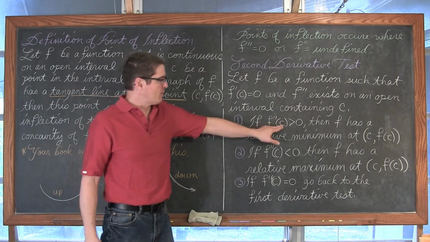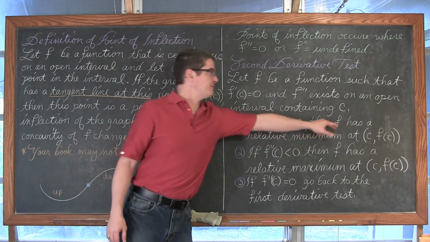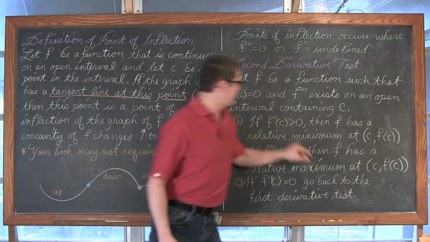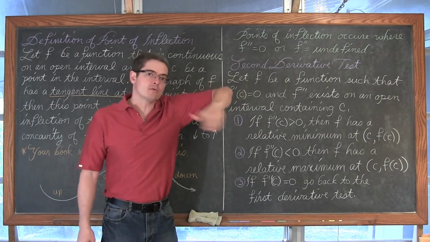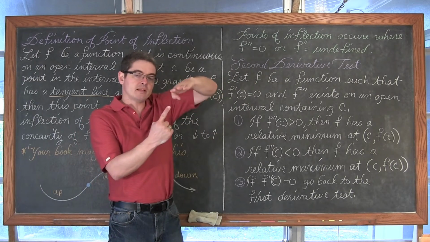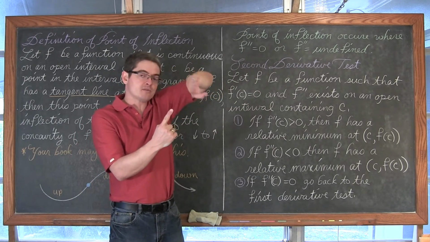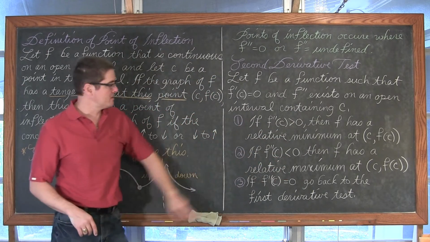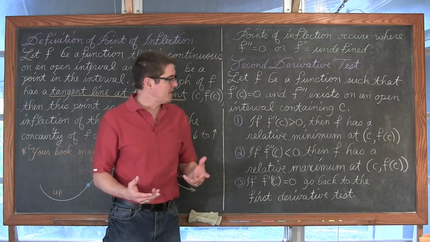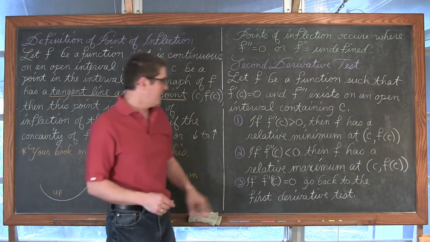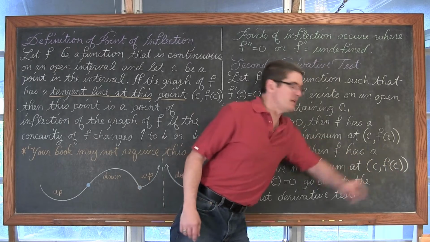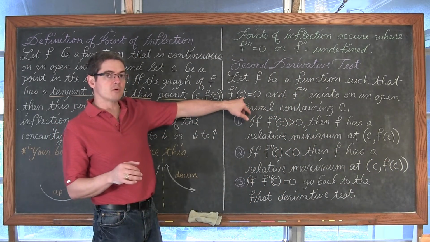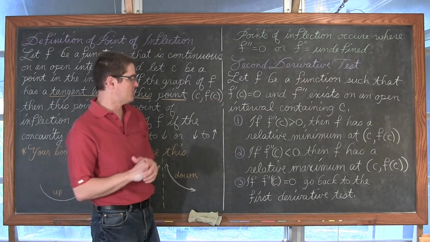If f double prime of c is greater than 0, then f has a relative minimum at c, f of c. If your second derivative is greater than 0, then you're concave up, and of course, at the bottom of that curve, you're going to have a relative minimum. If the second derivative is negative, that means your function is concave down, then at c, f of c, you have a relative maximum. Again, we're talking about only the points where f prime of c, the first derivative, is equal to 0.